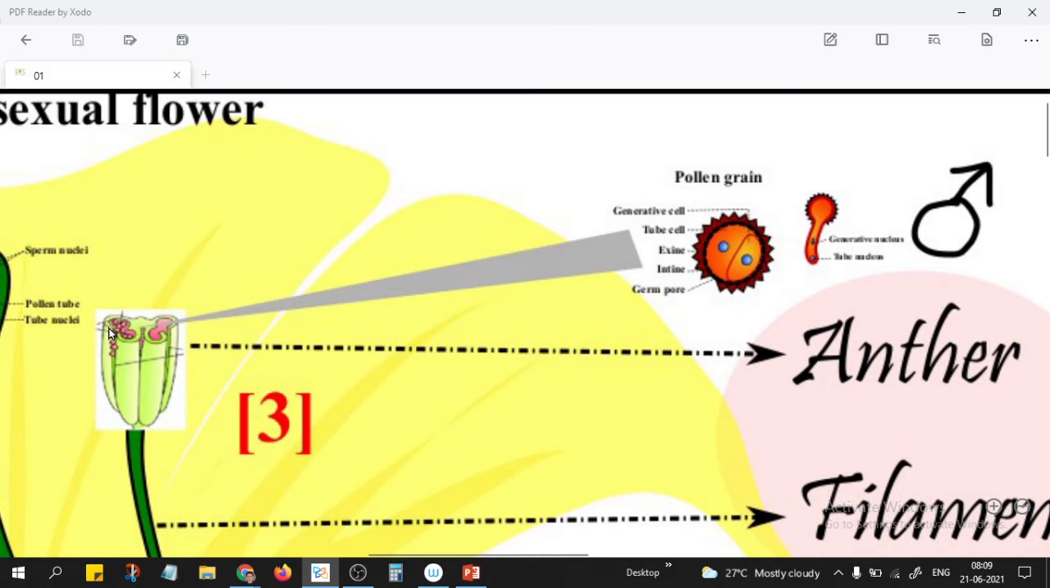Sterile means it will not be able to produce fertile eggs, because for the female, the gamete is the egg. So it is not able to produce fertile eggs. Even if a fertilization takes place, the embryo or the zygote will not be formed. So we say it is sterile.